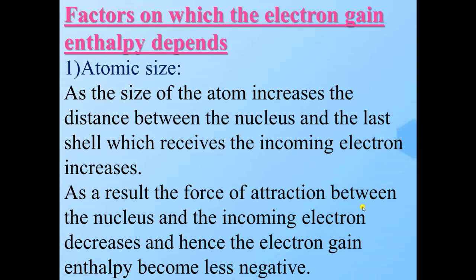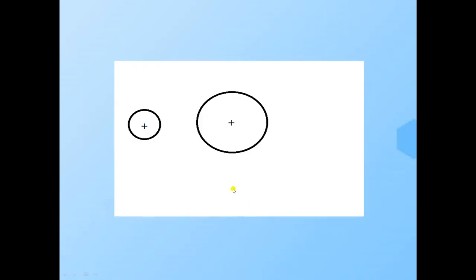Now, factors on which electron gain enthalpy depends. The first factor is atomic size. As the size of the atom increases, the distance between the nucleus and the last shell, which receives the incoming electron, increases. As a result, the force of attraction between the nucleus and the incoming electron decreases, and hence electron gain enthalpy becomes less negative. Here the size of the first atom is less and the size of the second atom is high.